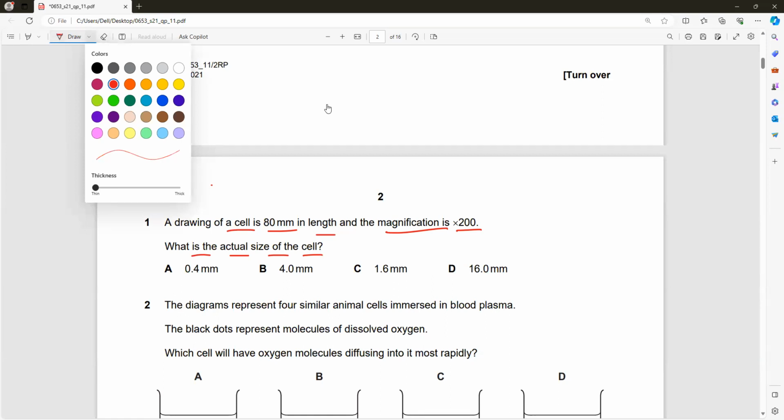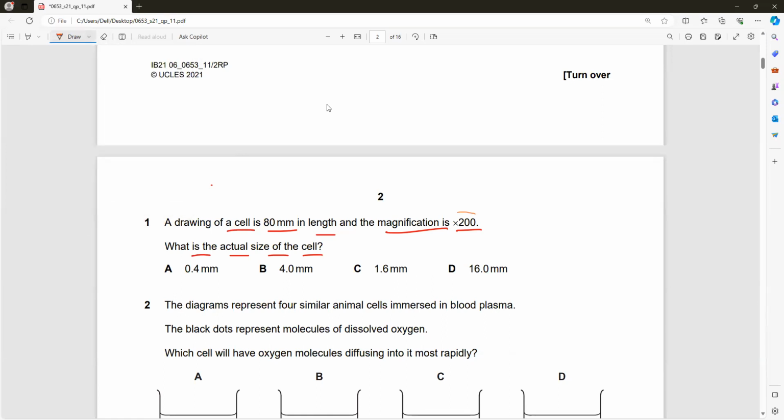So magnification is 200 times, it is bigger. And the cell size in the drawing is 80 mm. Then what is the original size they are asking? So anybody? Yes, please. The drawing divided by magnification, if you do it, you'll get the original size.